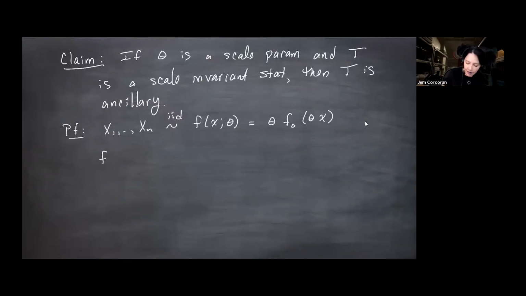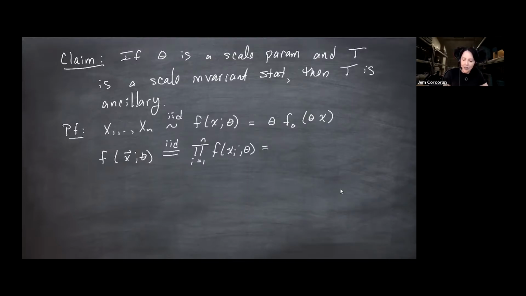The joint PDF of f of the vector x and theta, we've got IID things here, and so this is a product of the f of xi and theta. Using this, putting xi in for x and multiplying this out, you will get theta to the n and then a product as i goes from 1 to n, f naught of theta xi.